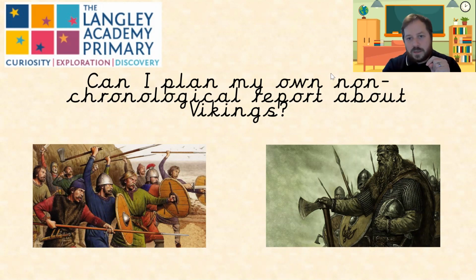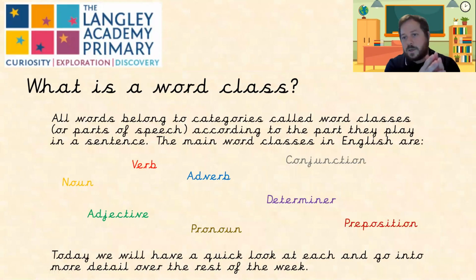Before we do that, we're going to think about some word classes. So what is a word class? A word class, all the words in the English language can be split normally into different parts of what they do within a sentence. And the main word classes in English are noun, verb, adjective, adverb, pronoun, conjunction, determiner, and preposition. So we're going to have a quick look at these different parts today, and just look at what the definition is and look at them in a sentence.